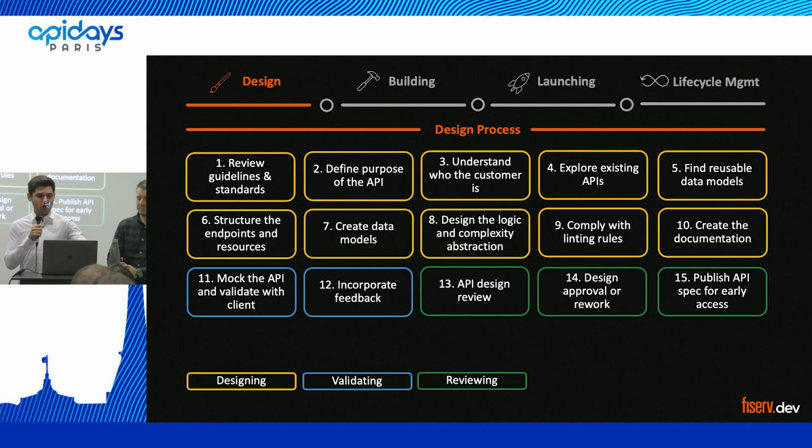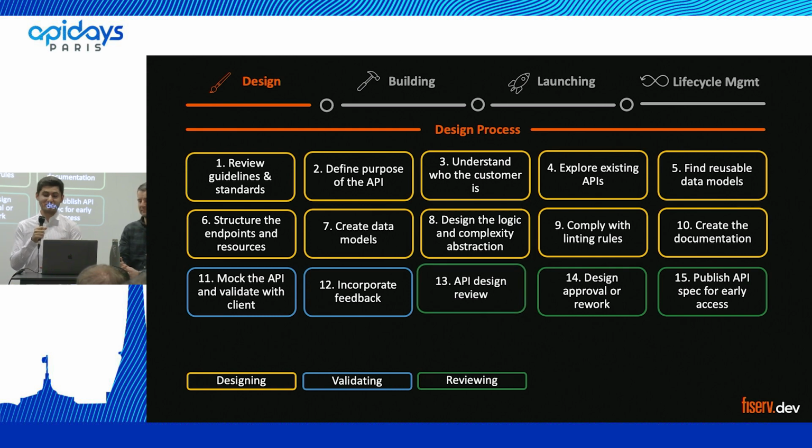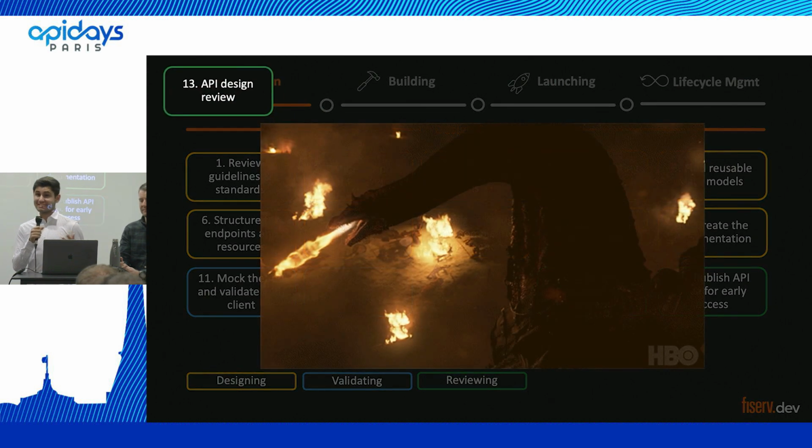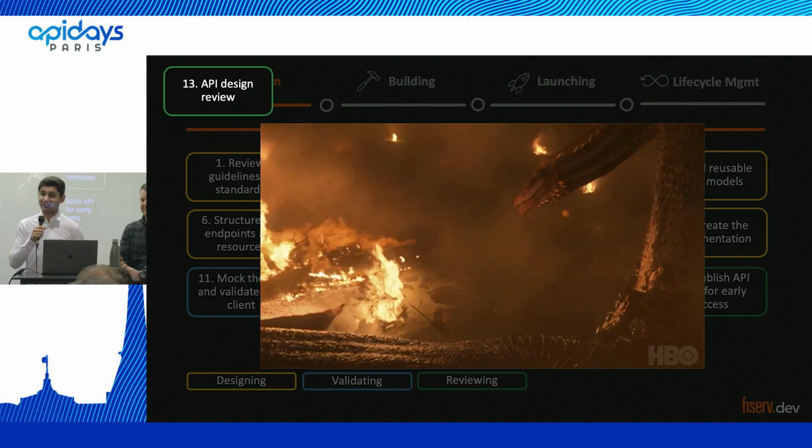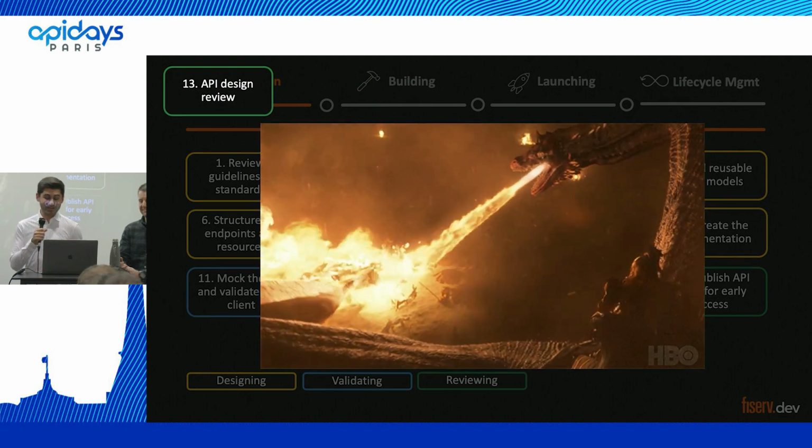So out of this high level 15 steps here, my favorite one is number 13, which is our API design review. And that's essentially where an API product manager will bring the design, like Ross, to the team and will peer review it. Sometimes these sessions are referred to as roasting sessions, because we are very honest with our feedback, but it's all done in a very good way.